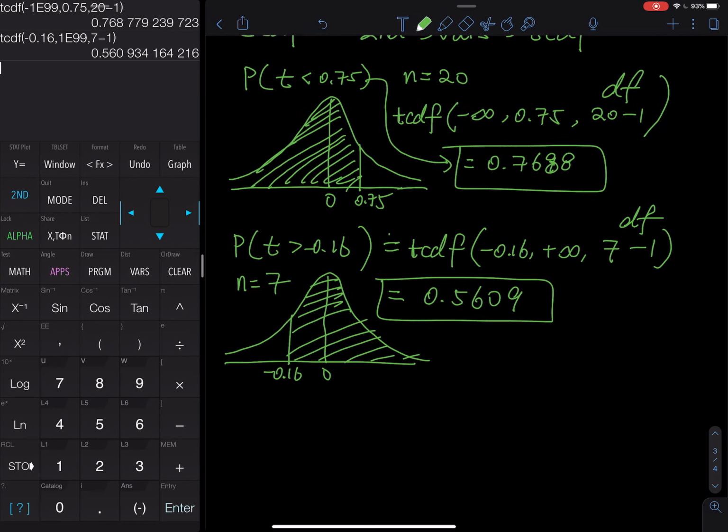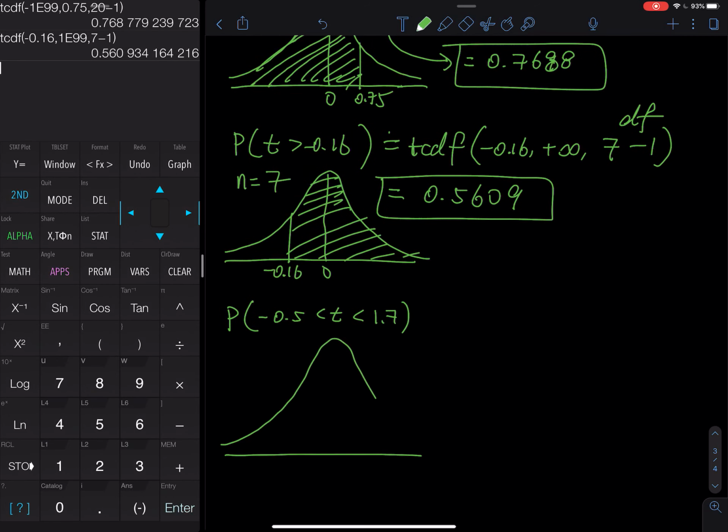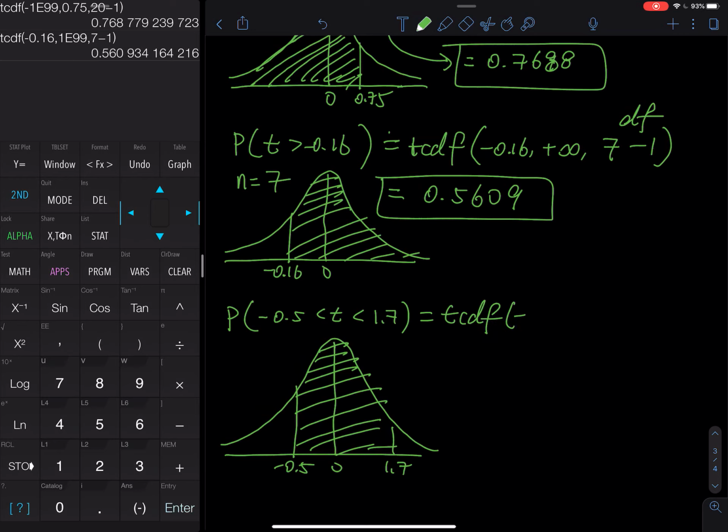What if I have an area in the middle? So let's say I want to do t between negative 0.5 to positive 1.7, and then we have this 0, so that is negative 0.5, that is positive 1.7, and then we try to get the area. So that is a tcdf from negative 0.5 to 1.7, and then I need a degree of freedom, so you need to give me a sample size. When you do t, you need a sample size, because the sample size gives you the degree of freedom. The graph is determined by the degree of freedom. The shape is determined by degree of freedom.